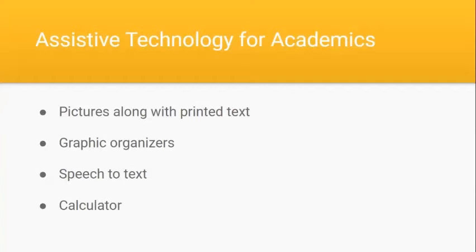We started with pictures along with printed text, graphic organizers, which could be a multiplication chart, a place value chart, pie charts, and also speech to text, which is basically a device that's installed in the reading program in order to help read out loud a passage or a math word problem to a student. This is typically used with students who have dyslexia or decoding problems.